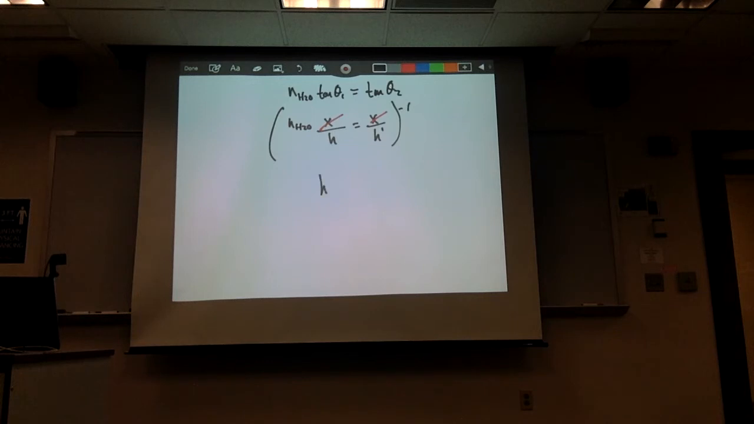So finally, this tells me that my apparent height is equal to the actual height divided by n_H2O. So the apparent height is the actual height divided by the index of refraction of water. Now, it turns out that the index of refraction of water is equal to 1.33, which is equal to 4 divided by 3. So it's 4/3.